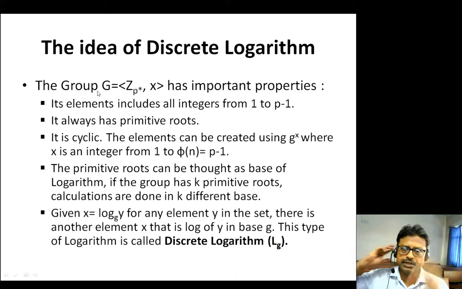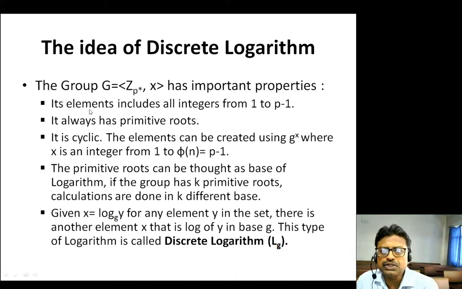Now the idea of discrete logarithm. As far as the group is concerned, the group has some important properties. Its elements include all the integers from 1 to p minus 1, that's true. It also always has primitive roots because p is a prime number. It is also cyclic, so there must be at least one number which can generate all the numbers of the group. So it will be g to the power x, where x is an integer from 1 to φ(n). The primitive roots can be thought of as the base of the algorithm.